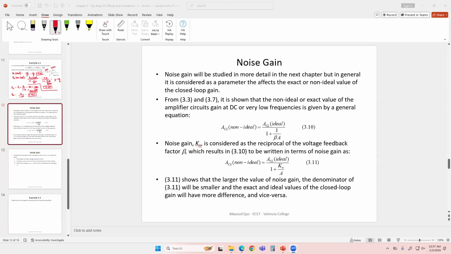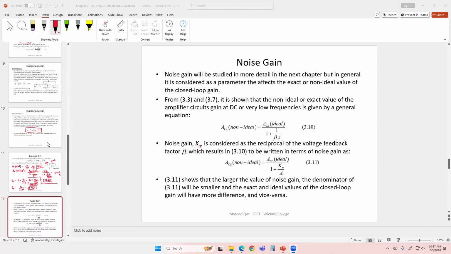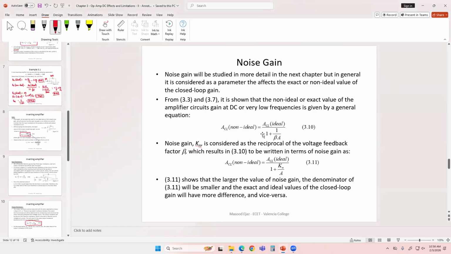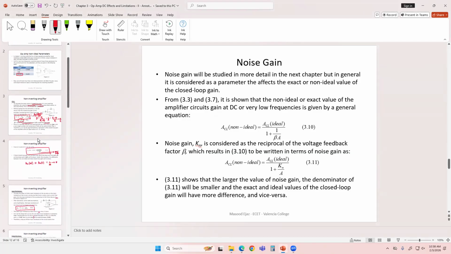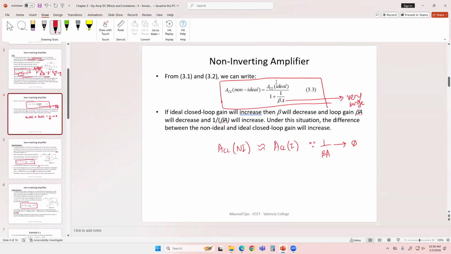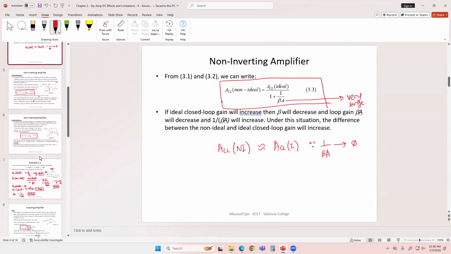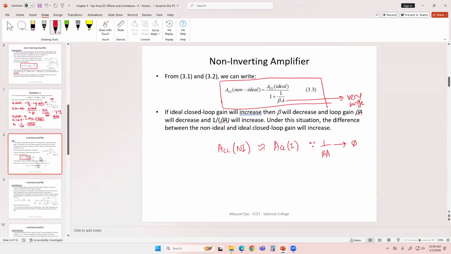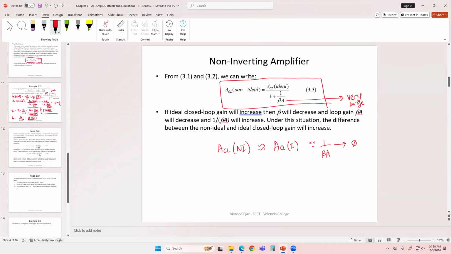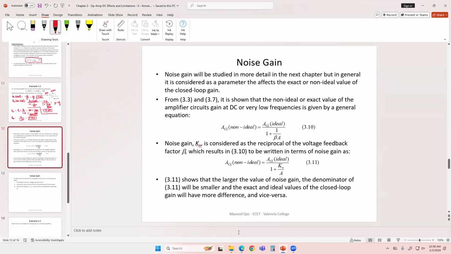But equation 3.10 that you see here is the equation that we discussed for both the inverting and non-inverting amplifier. It relates the closed loop gain in non-ideal form and the closed loop gain in ideal form. They relate to each other. So this is pretty much a standard equation.